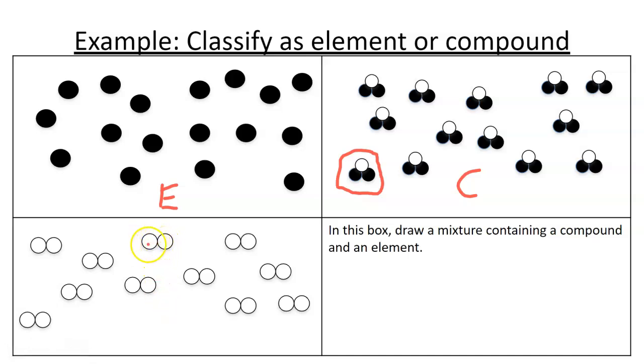This one's a little trickier. It is two circles, but since they're the same, this is considered an element. Remember me talking about oxygen and hydrogen in the previous video, or the previous slide, excuse me.